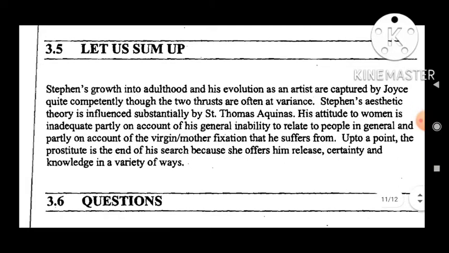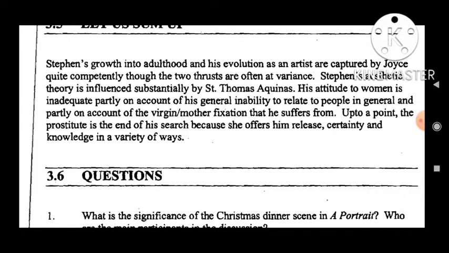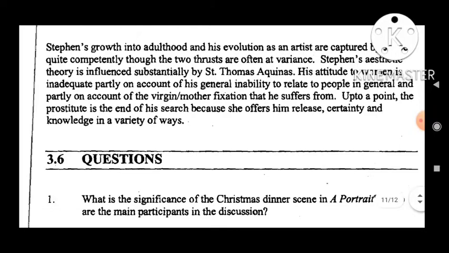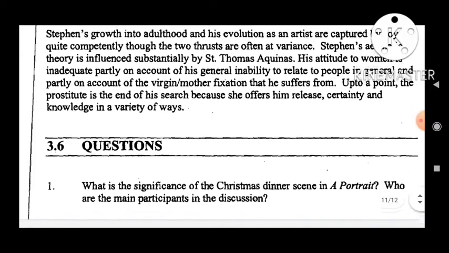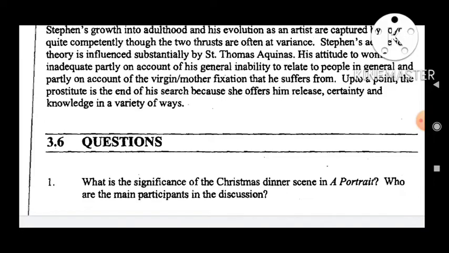So then let's sum up. Stephen's growth into adulthood and his evolution as an artist are captured by Joyce quite competently, though the two thrusts are often at variance. Stephen's aesthetic theory is influenced substantially by St. Thomas Aquinas. His attitude to women is inadequate, partly on account of his general inability to relate to people in general, and partly on account of the virgin or mother fixation that he suffers from. Up to a point, the prostitute is the kind of end of his search because she offers him release, certainty and knowledge in a variety of ways.